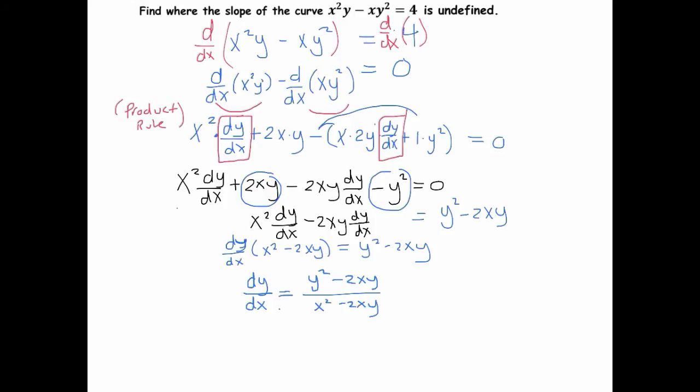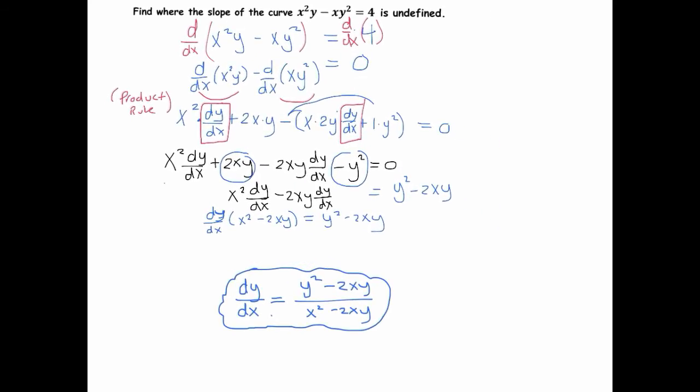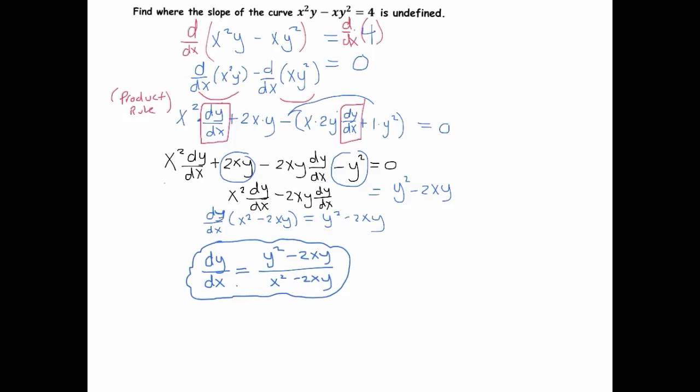For those of you who take the AP exam, what they'll often do in this type of problem is say, show that dy dx is equal to this guy here if x squared y minus xy squared is equal to 4. So it's good because they tell you what the answer is and you just have to show the steps. Our problem is a step further because we need to actually find where this derivative is undefined.